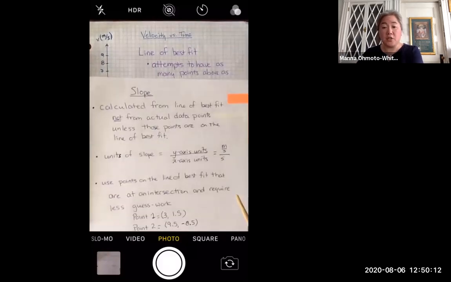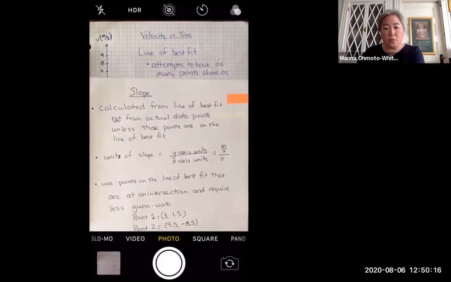So part of what the units of the slope tell you is what values go on the y-axis and what goes on the x-axis. So if I have units of my velocity being meters over seconds, that tells me that it comes off of a graph in which the y-axis values are meters and the x-axis values are seconds.